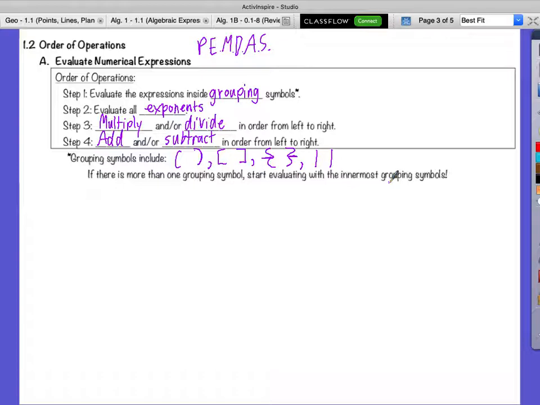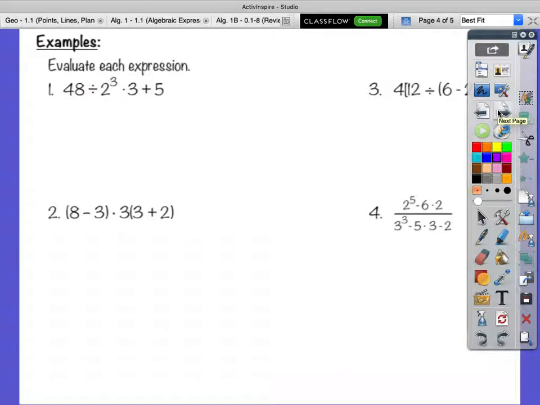Any questions on our order of operations here? Okay. Once again, this is a review. We're doing the stuff to launch into where we're going with the great foundation.